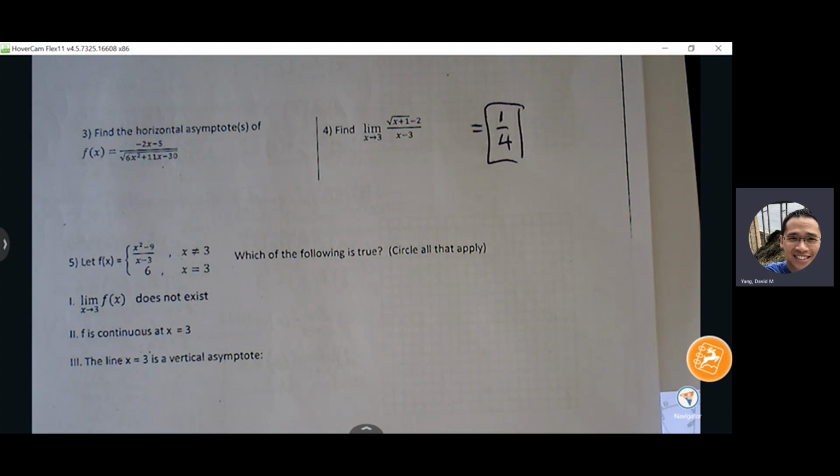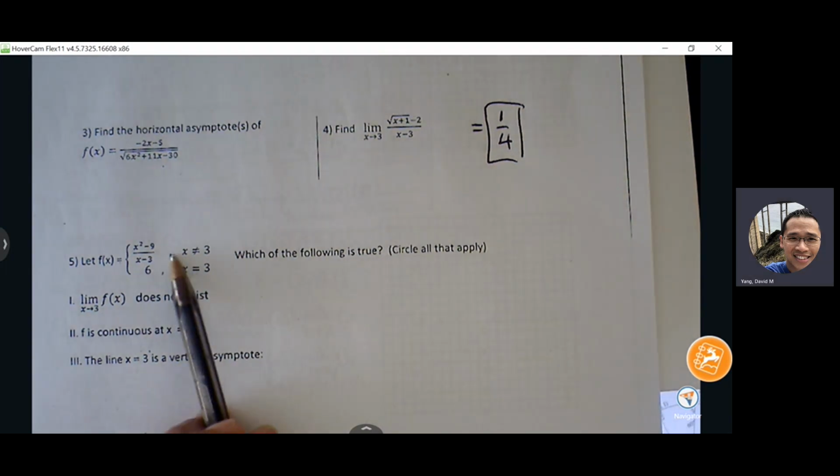Okay, any questions with 4? Okay, so number 5, step through your continuity conditions. Will help you solve for, decide which of the conditions it will fail, or whether it does meet every condition.